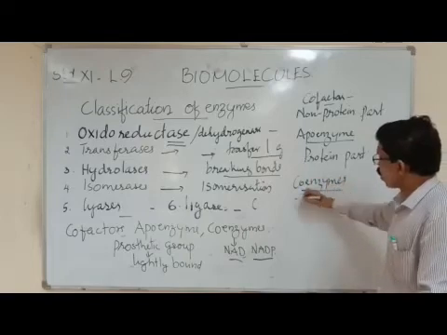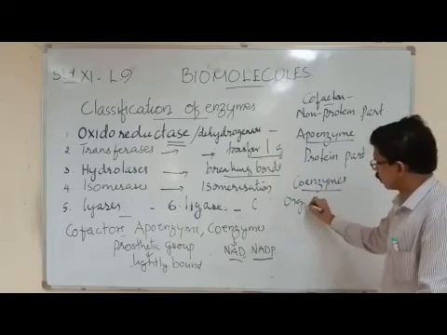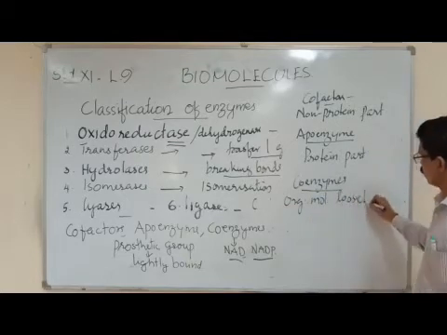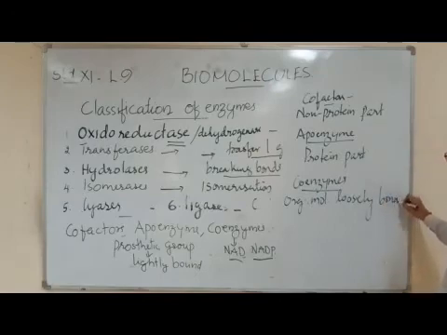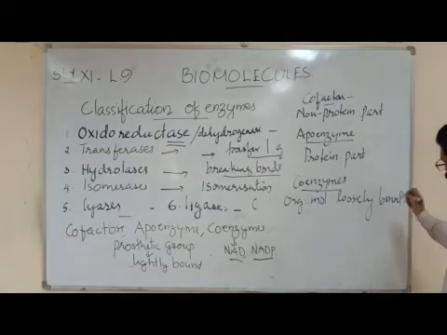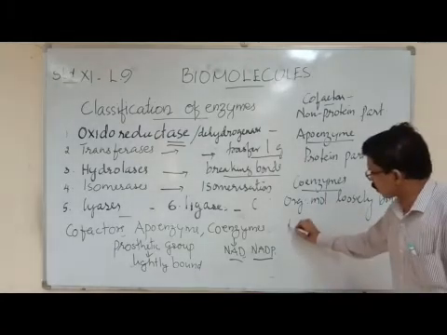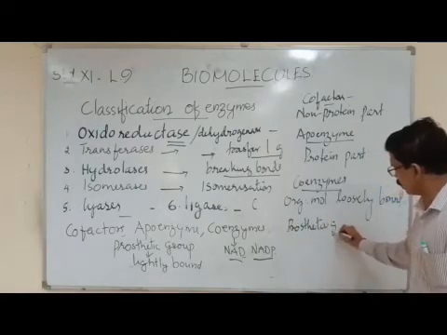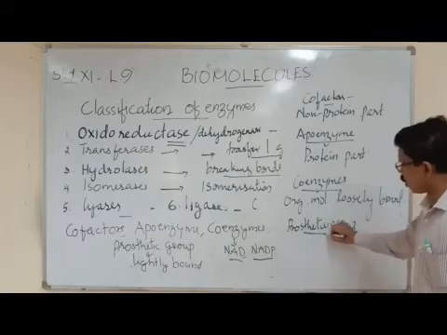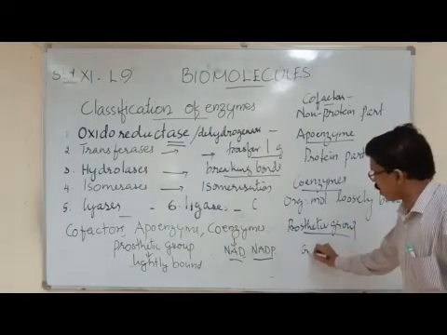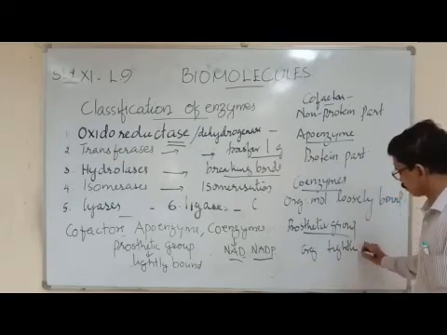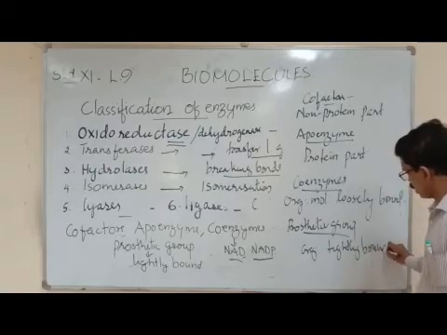Coenzymes are organic molecules which are loosely bound to the enzyme. Whereas prosthetic group is also an organic molecule which is tightly bound to the enzyme.